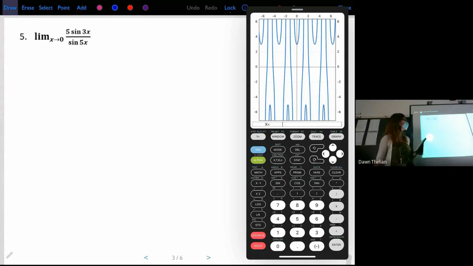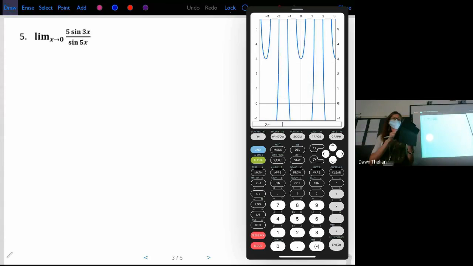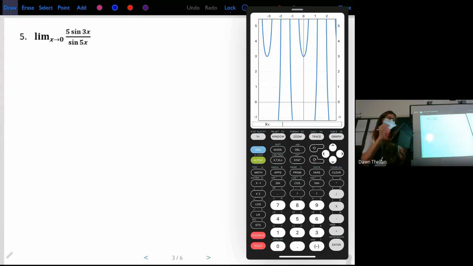This is a crazy looking function. That's fun. But we're really only worried about what's happening as it approaches 0. So through the craziness, find your y-axis and see where it is. You can use your table of values to look closer, or you can zoom in. If I zoom in close enough, what y value is this approaching? 3.